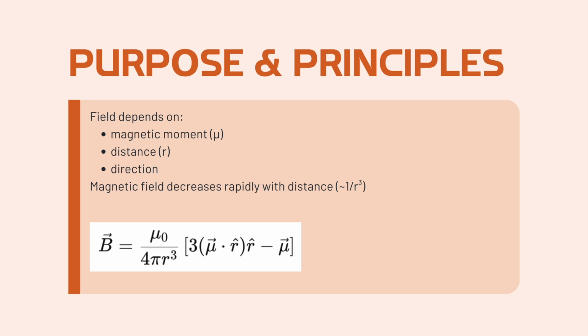A bar magnet behaves like a magnetic dipole. Using this magnetic equation, we describe the magnetic field produced by a dipole. The field depends on the magnetic moment, mu, the distance, r, and the direction relative to the dipole. A key takeaway is that the magnetic field decreases approximately as 1 divided by r cubed, meaning it drops off very quickly as you move away.